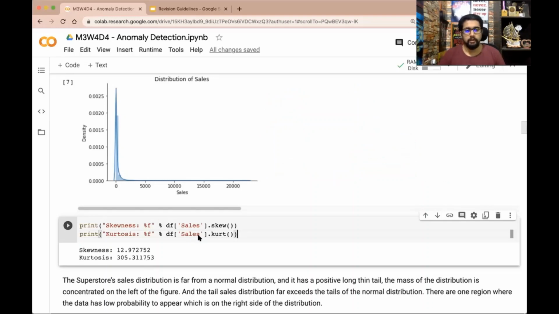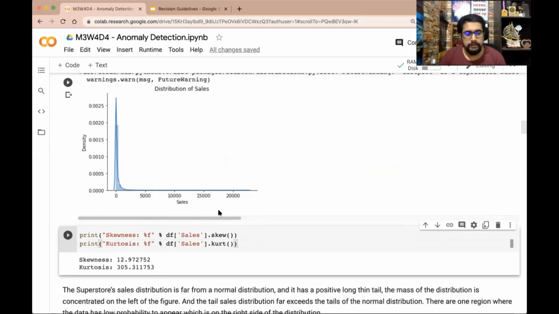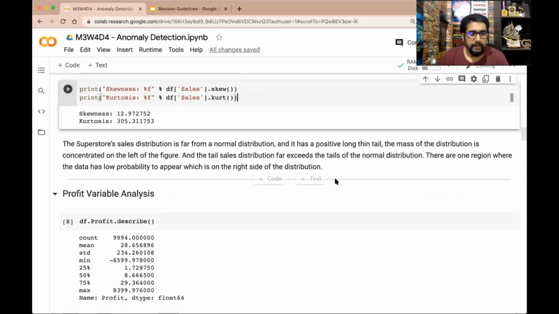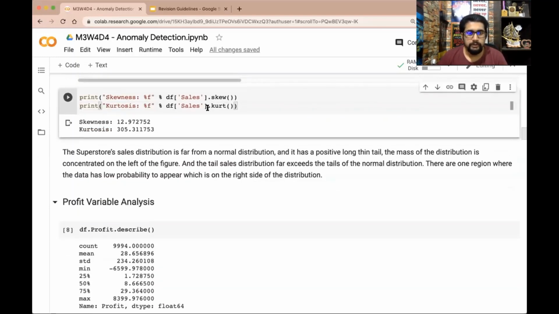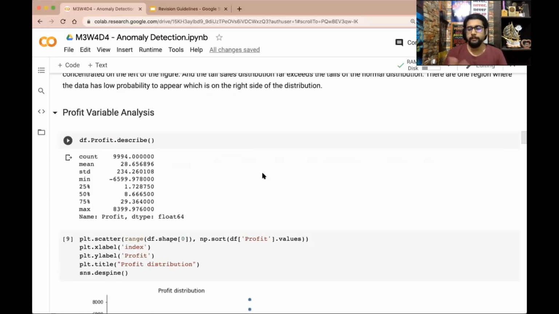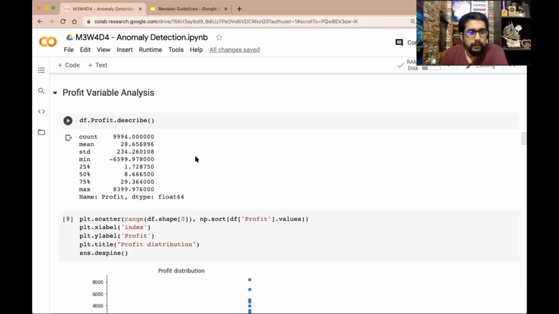This was just out of context; I gave you the definition of kurtosis. Here we can see that the distribution is positively skewed, so that means on this side we will have outliers. In this segment we'll have outliers. Now let's analyze the profit variable. This was the sales variable: for every order, what is the amount of sale that has happened? And for every order, what is the profit that the store made? That is this variable. So we'll see this variable now.